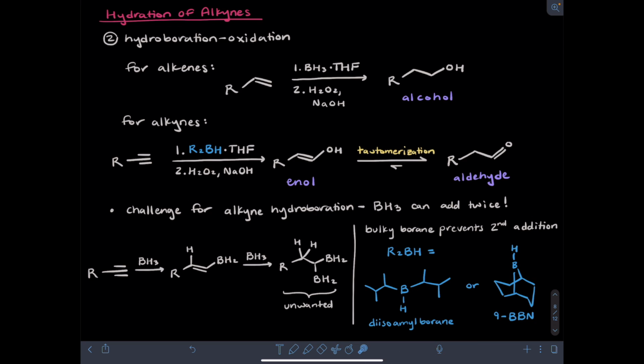What you can do is use a bulkier borane than BH3, which I'm going to shorthand as R2BH. Two variants that you'll see in the textbook are diisoamylborane, this really bulky one on the left, and more commonly you'll see one called 9-BBN. If you see either of these names or just R2BH written out, these are conditions for hydroboration of alkynes.